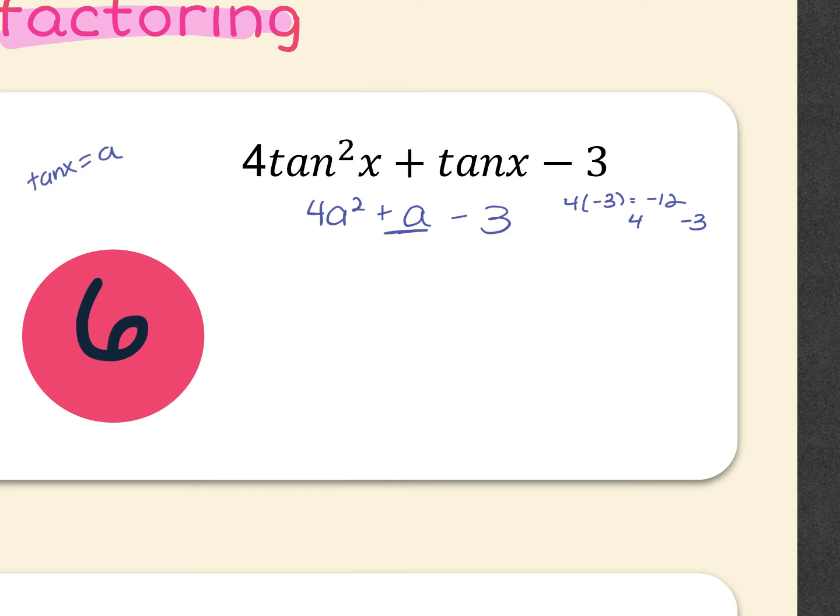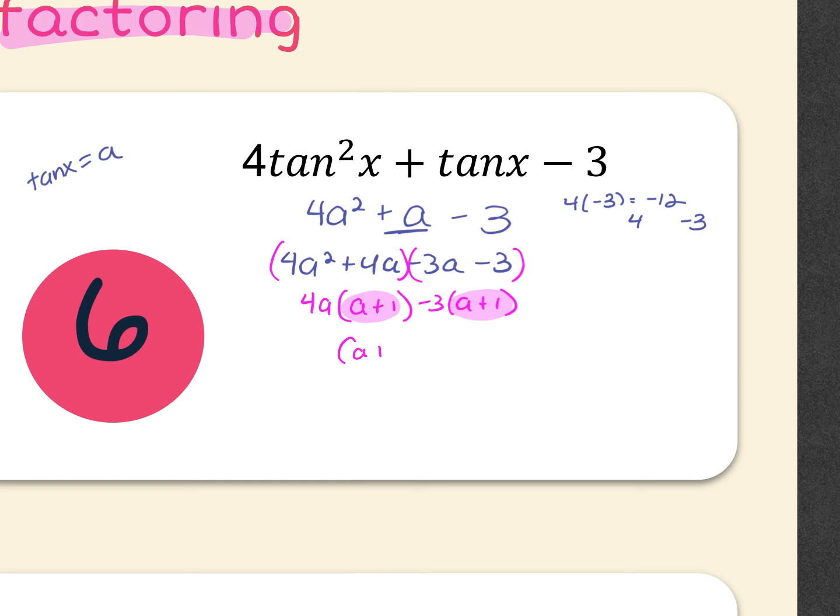Substitute those in for that middle term. So 4a squared plus 4a minus 3a minus 3, and factor by grouping. First term, I could take out a 4a, and I get a plus 1. Second set, I can take out a negative 3, and I get a plus 1. Then the a plus 1s repeat, so I take that out and group together what's left. A plus 1 times 4a minus 3.